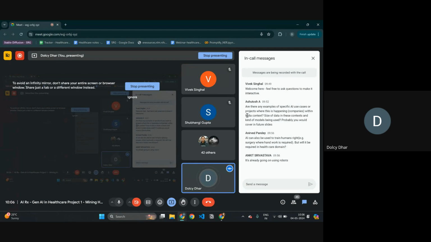So yes, training and education is an iterative process. You will see AI teaching humans, humans teaching AI, and it will go on and on. This is how we have reached here. This is how I'm able to add 16 slides to an AI in healthcare PPT, because of this iterative process going on so many times.